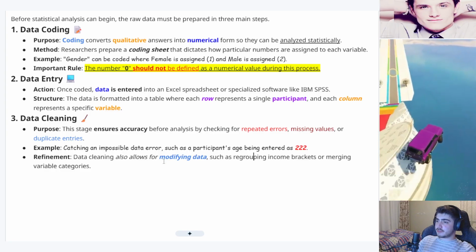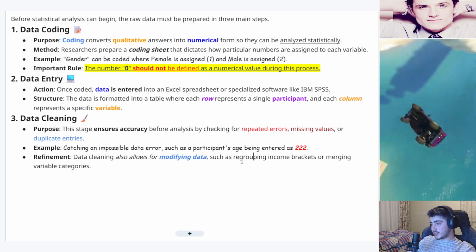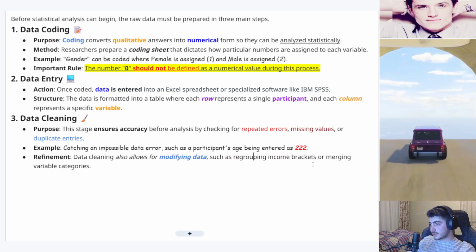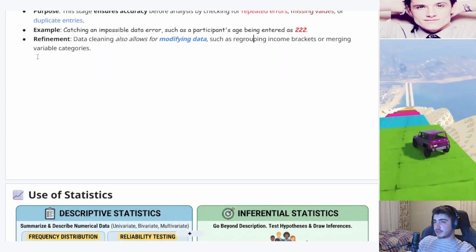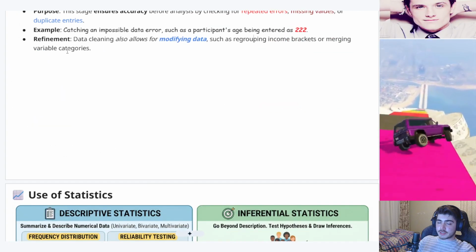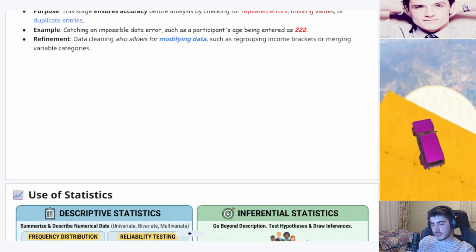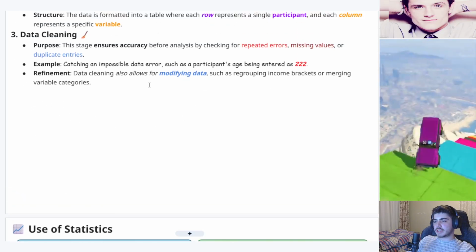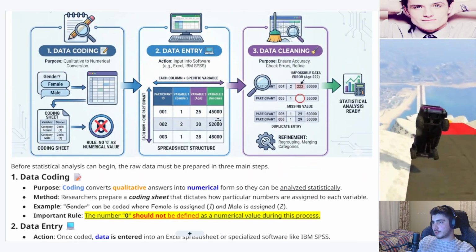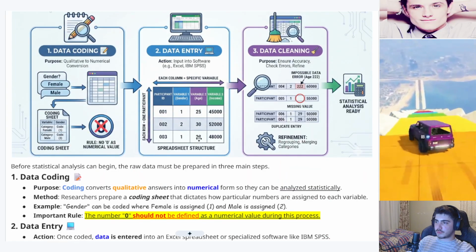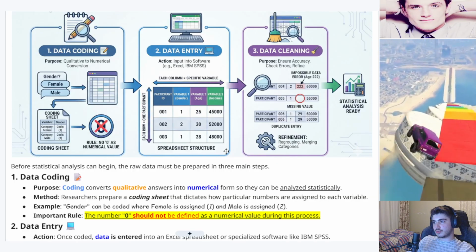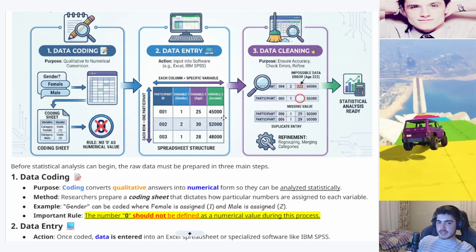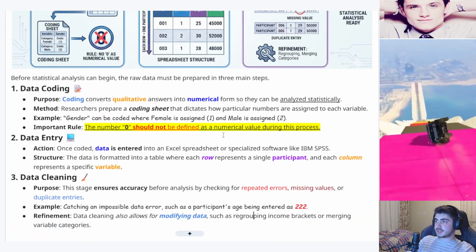Data cleaning also allows for modifying data, such as regrouping income brackets or merging variable categories. What does merging variable categories mean? For example, you have data like a bunch of incomes: 45,000, 52,000, 48,000. You may group this data into middle class, just as an example.